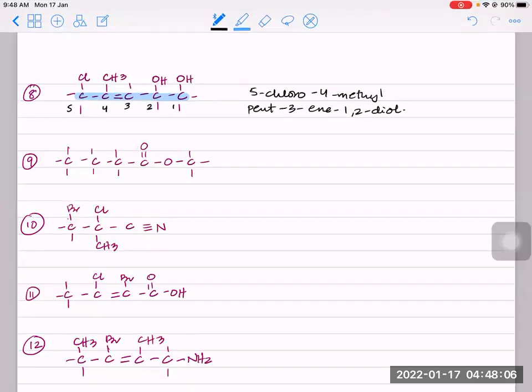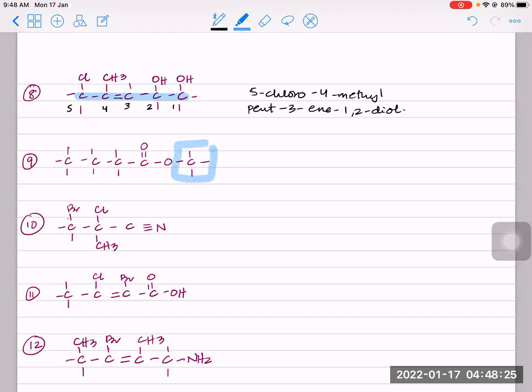Let's name this. What would be the name? Methyl butanoate. Methyl, because you have one. I told you everything after the C single bond O comes from the alcohol and is written first.